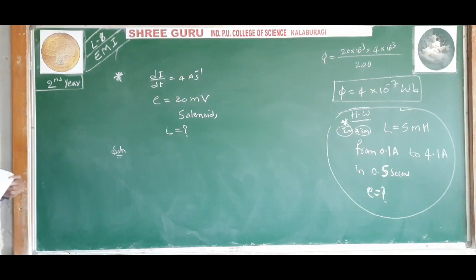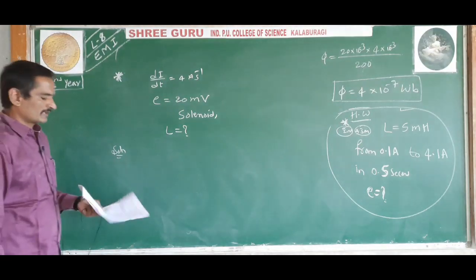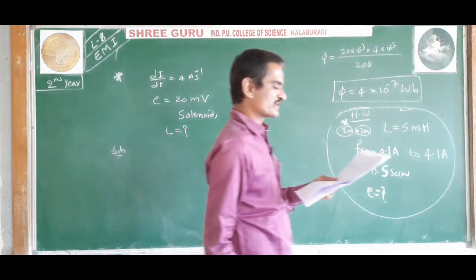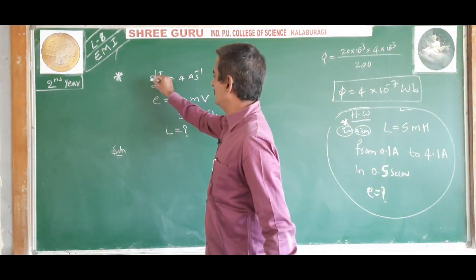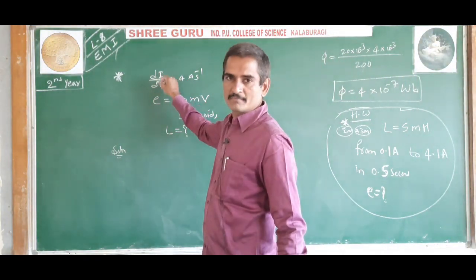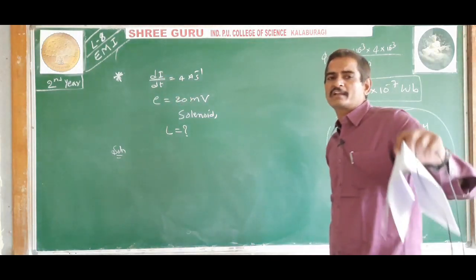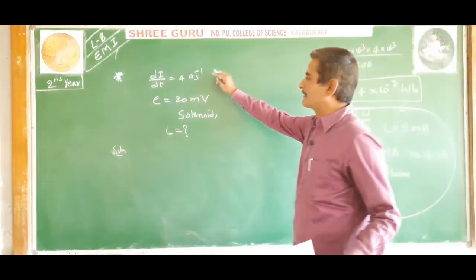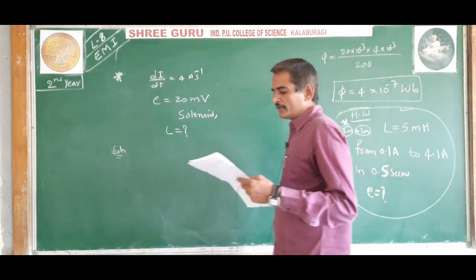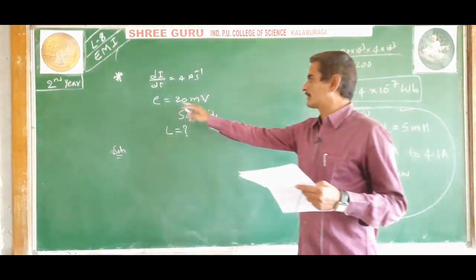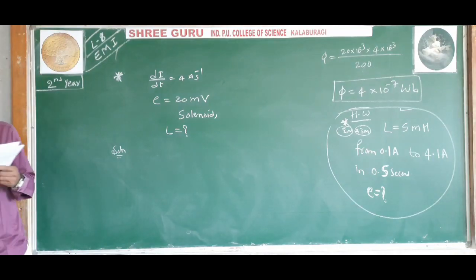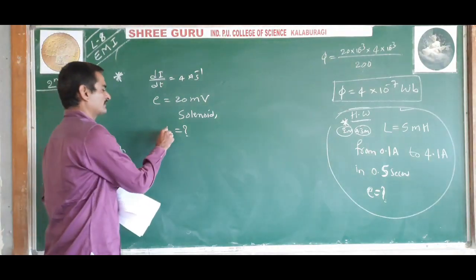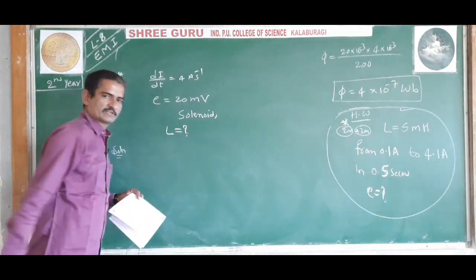See the question. So, what have they given? A rate of change of current of 4 ampere per second. Rate of change of current is nothing but di by dt, that is 4 ampere per second, and it induces an EMF of 20 millivolt. Induced EMF is 20 millivolt in a solenoid. What is the self-inductance of the solenoid? That is the question.